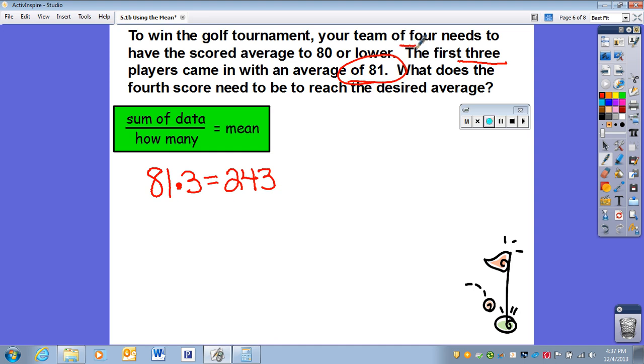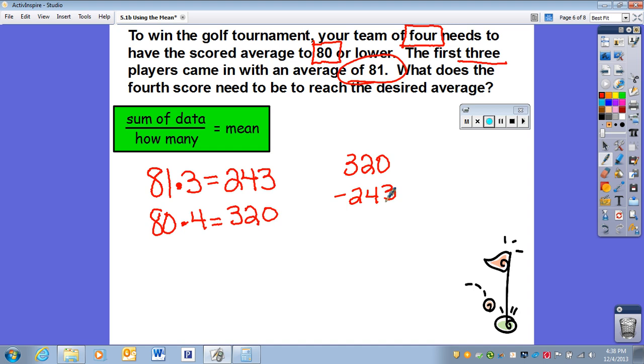Now we want to see what happens if I have 4 players that we want to have an average of 80 or lower. So I'm going to take what I want my average to be, which is an 80, and multiply it by 4 to show that I need 320 total points for the 4 golfers. Now if I subtract those 2, I would find out what the 4th golfer needs to score in order to bring the average down to an 80. When I subtract, that golfer would need to earn a score of 71.